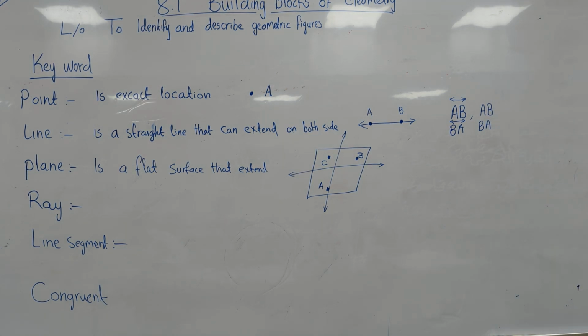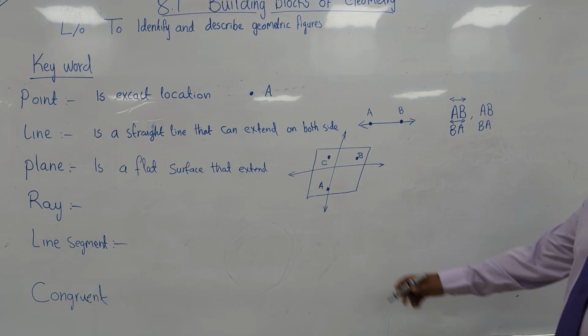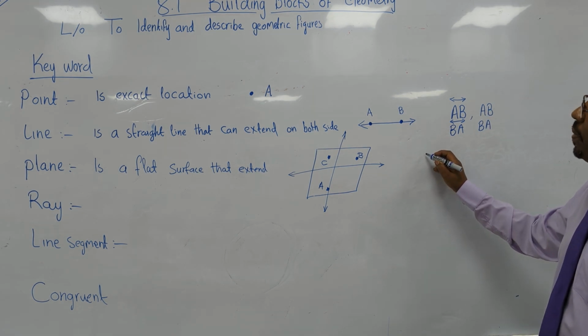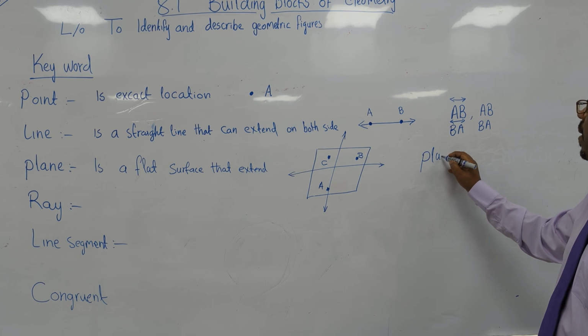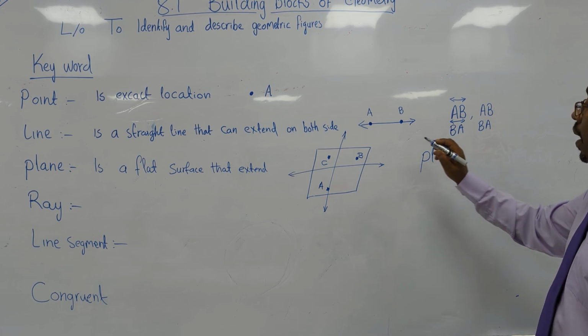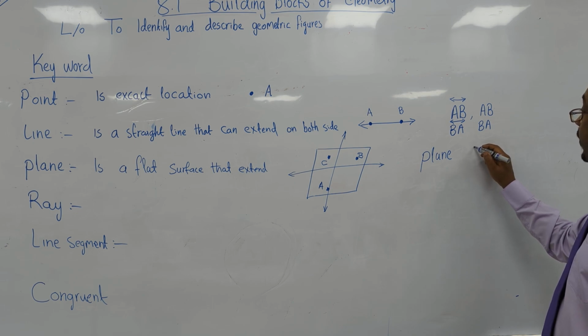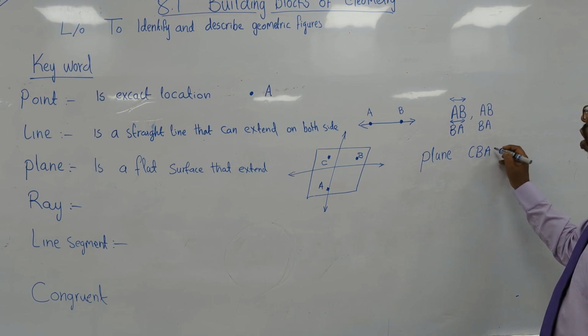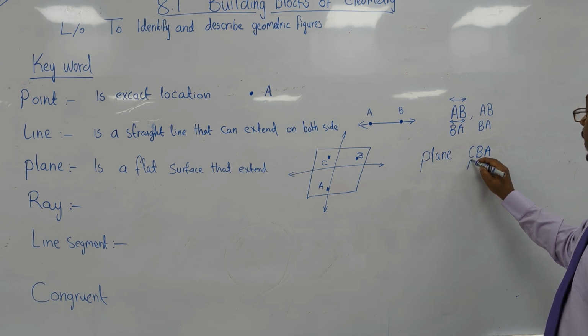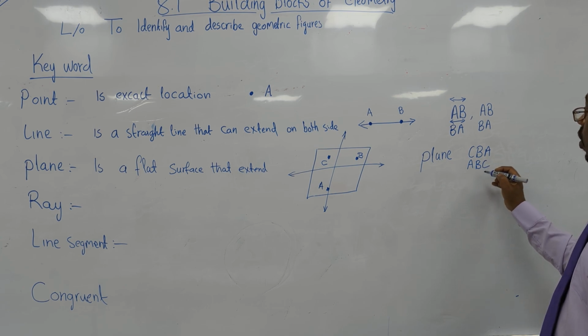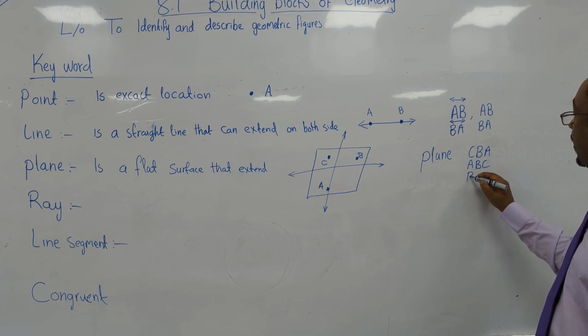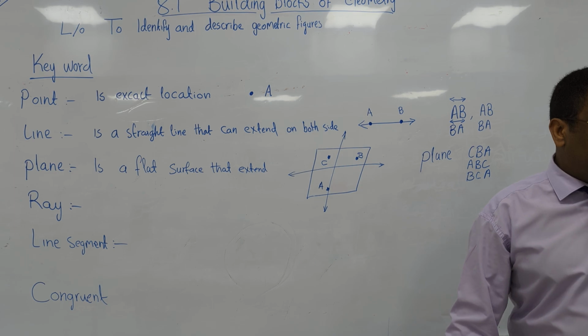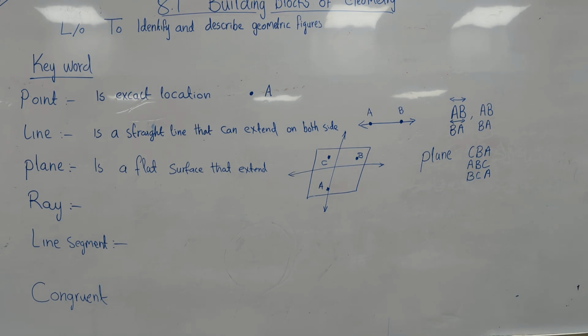And then, next one, how do we represent a plane? We could just say plane CBA, or we could just say plane ABC, or plane BCA. Either way, we could represent this, and it will be one of those.